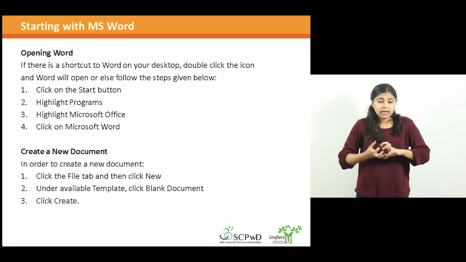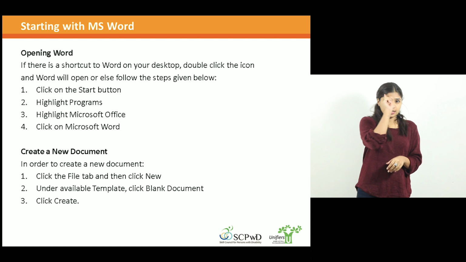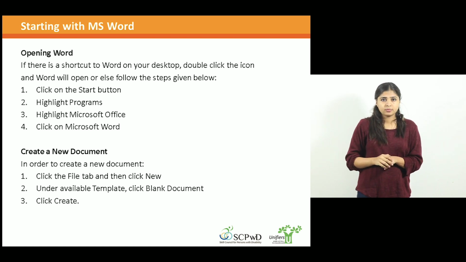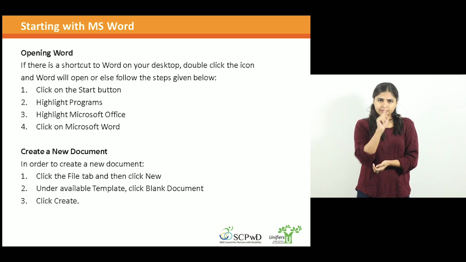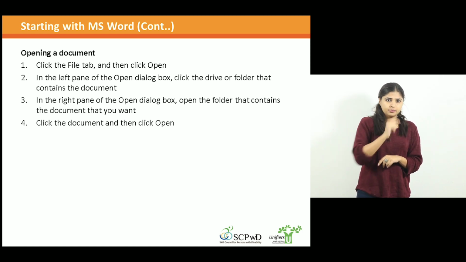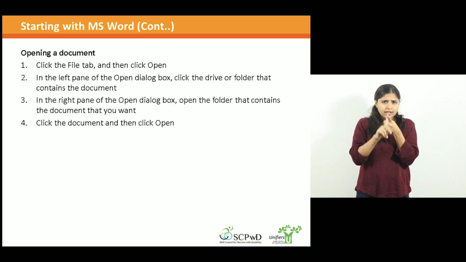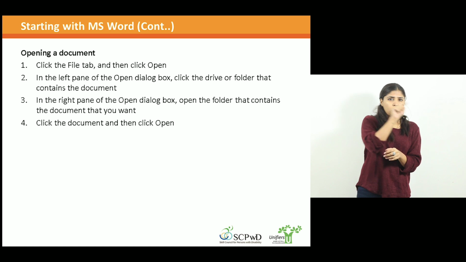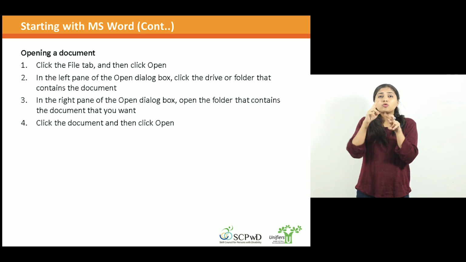Create a new document. In order to create a new document, number 1. Click the File tab and then click New. Number 2. Under Available Template, click Blank Document. Number 3. Click Create. Opening a document. Click the File tab and then click Open. In the left pane of the Open dialog box, click the drive or folder that contains the document. In the right pane of the Open dialog box, open the folder that contains the document that you want. Click the document and then click Open.